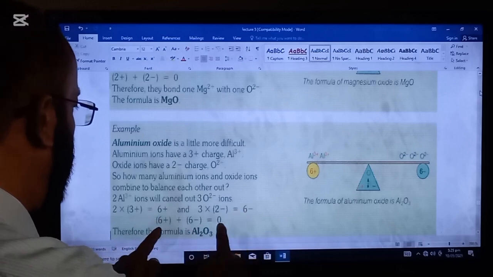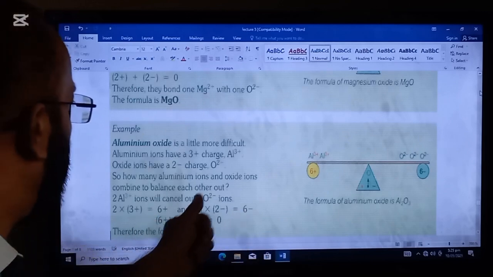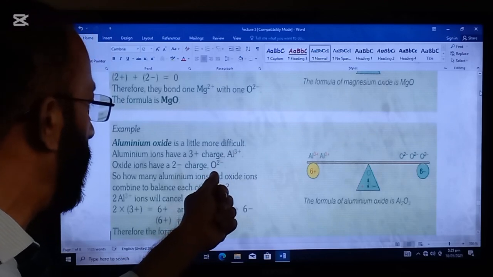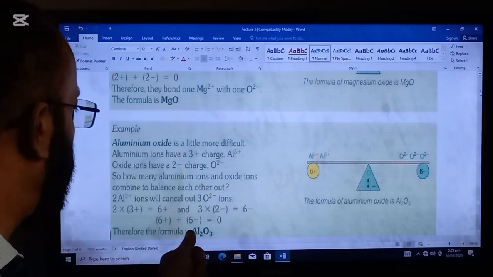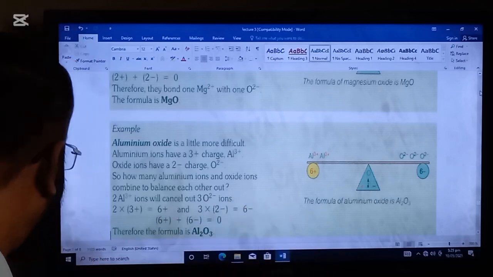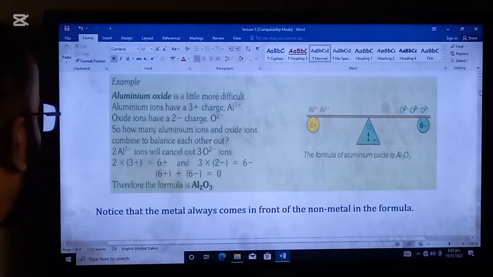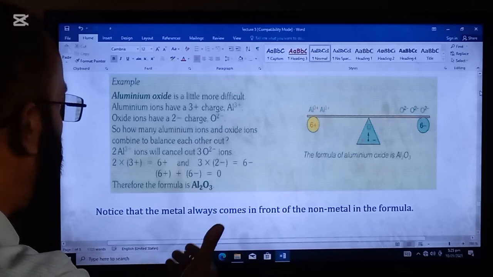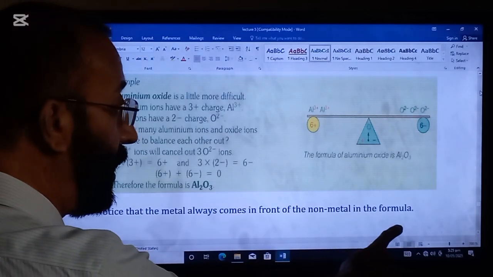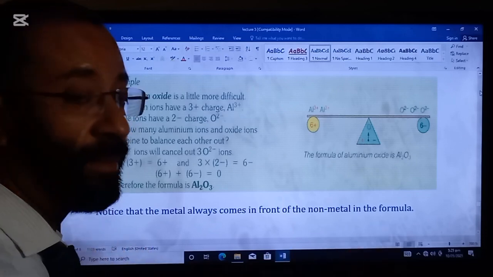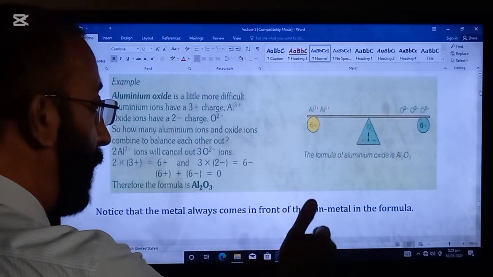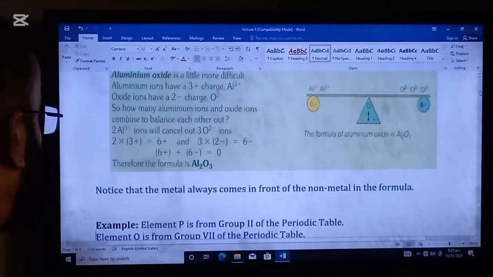So these two will be cancelled out. So from here we can see 2 aluminium and 3 oxide ions are required. So Al2O3 will be the formula. Notice that the metal always comes in front of the non-metals in the formula. Very important point. Always the metal comes in front of the non-metals.